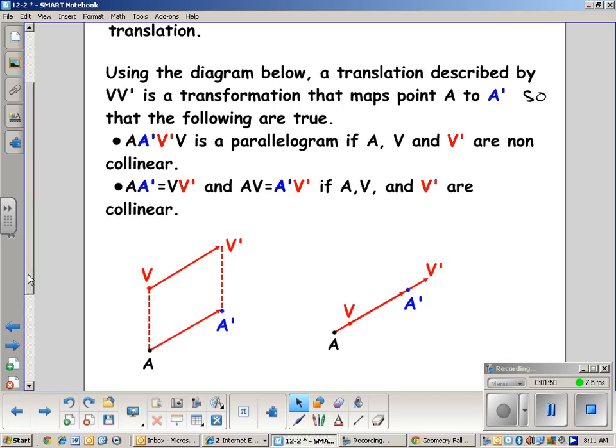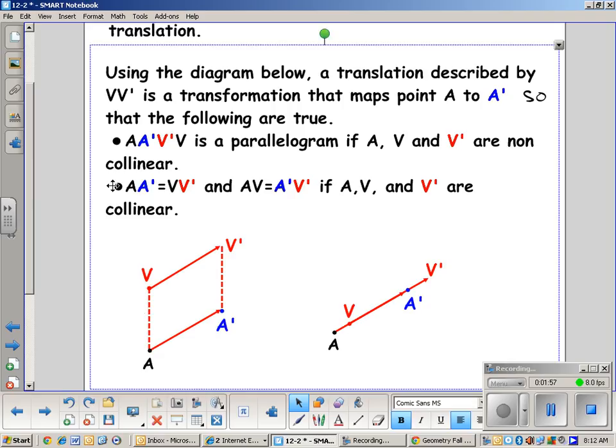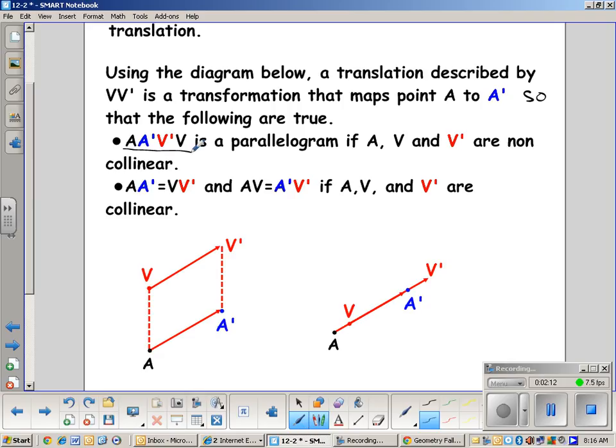Okay? And the two pictures below are trying to support option 1 right here is this picture, and option 2 right here is this picture. Let's look at what we're saying right here. A prime, V prime, V. That is a parallelogram if these 3 points, A, V, and V prime, are not all on the same line. Okay? That makes a parallelogram.